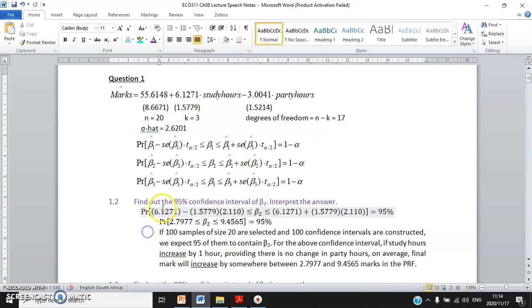Okay. So B2 head 6.1271 minus standard error of B2 head, which must be given to you, 1.5779. The t-stat I'm going to show you later how I get 2.110, and then the right hand side it is the same story except the minus sign is changed to plus sign, and you must show 95%. So alpha is 5% split into 2 parts. Remember for confidence interval, we just like two-sided hypothesis testing. We split the alpha into 2 parts.